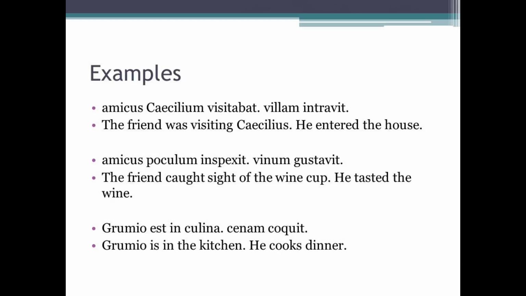Amicus poculum inspexit, vinum gustavit. This means the friend caught sight of the wine cup. He tasted the wine. And finally, Grumio est in culina, cenam coquit. This means Grumio is in the kitchen. He cooks dinner.